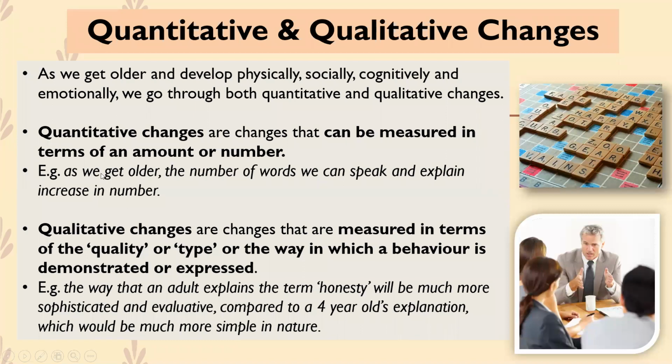The next thing we're looking at, or the last perspective we're looking at here, is the quantitative and qualitative changes. So developmental theorists believed that as we get older and we develop in all the different ways, like physically, emotionally, cognitively, and socially, we go through both quantitative and qualitative changes. Now, quantitative changes, as the word suggests, are changes that we can measure in terms of a quantity or a number.